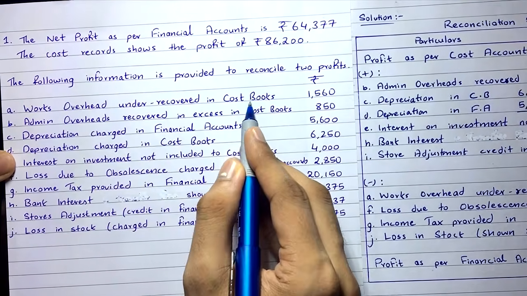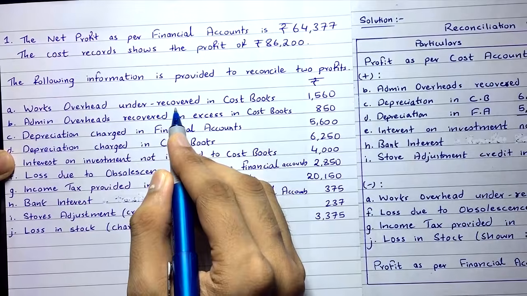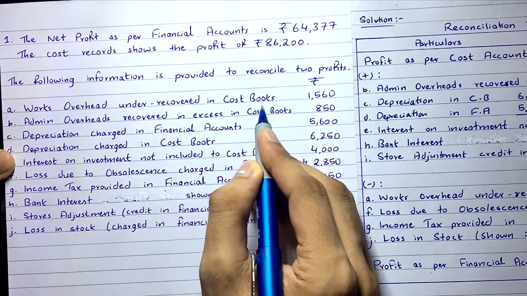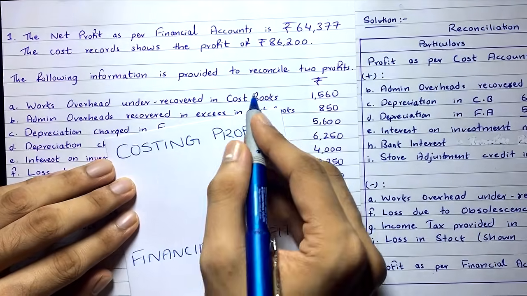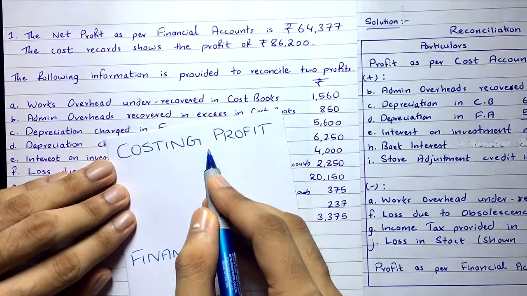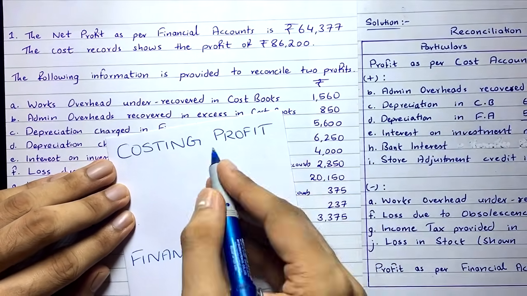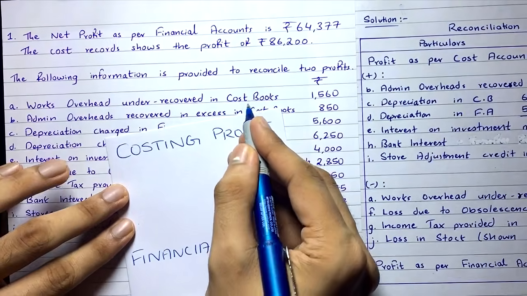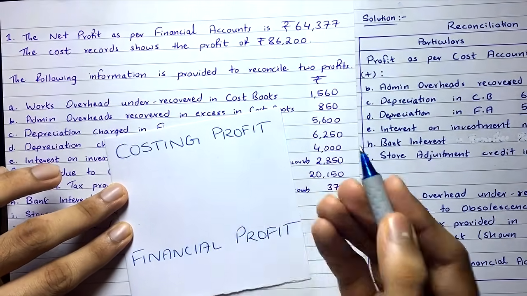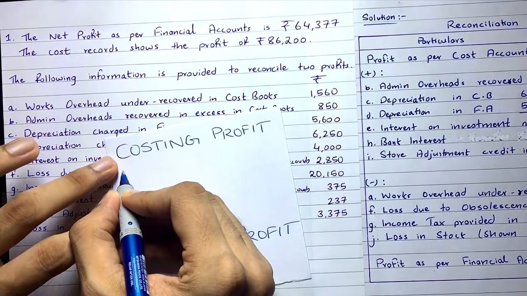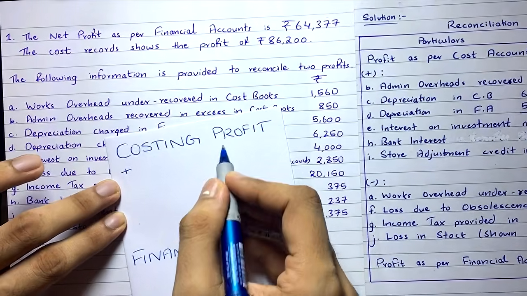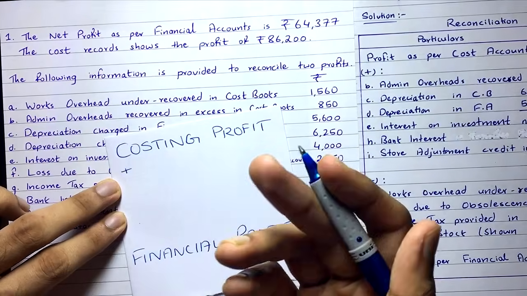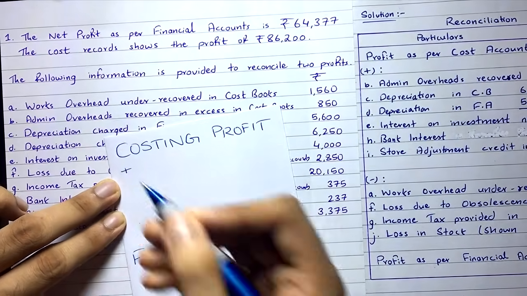Under recovered in cost books. So now expense is under recovered. It is recorded less in cost books. So if you record less expense in cost books, what will be the impact on costing profit? अगर तुम खर्चा expense कम record करोगे in costing books, तो profit पे क्या असर पड़ेगा? Your profit will be more, isn't it? Simple common sense. खर्चा कम record करोगे, profit बढ़ जाएगा ना? So profit will be more, right?